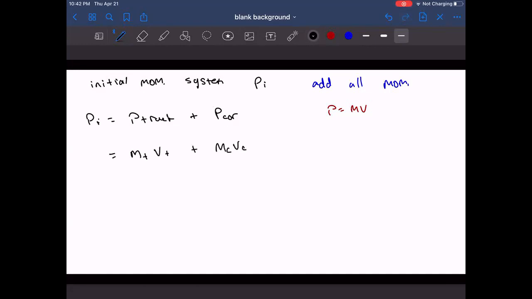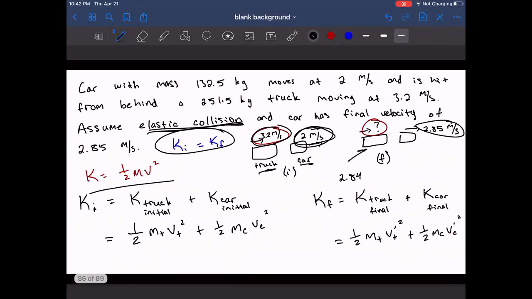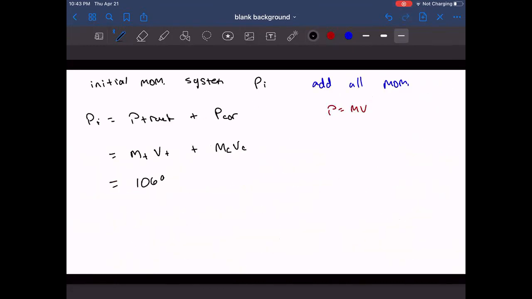This is the initial, and this is all given information. So we got 132.5 times 2 plus 251.5 times 3.2, which is 1069.8. Nice.